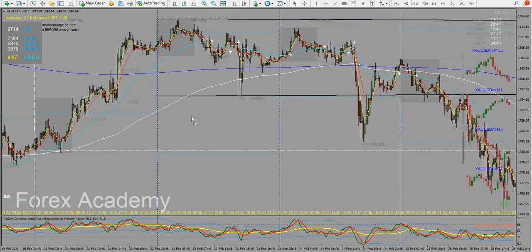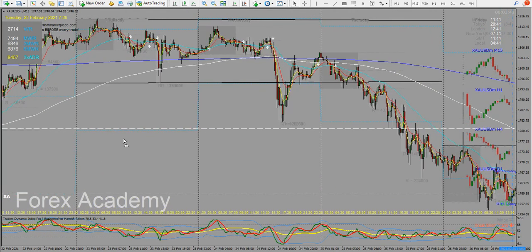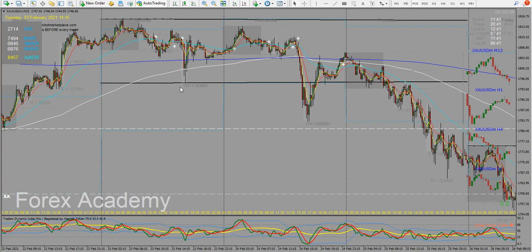Lock the structure. Now, here we are, the low of the day and the high of the day, as I have outlined there. And then this is Tuesday's low of the day, and then this is Tuesday's high of the day.